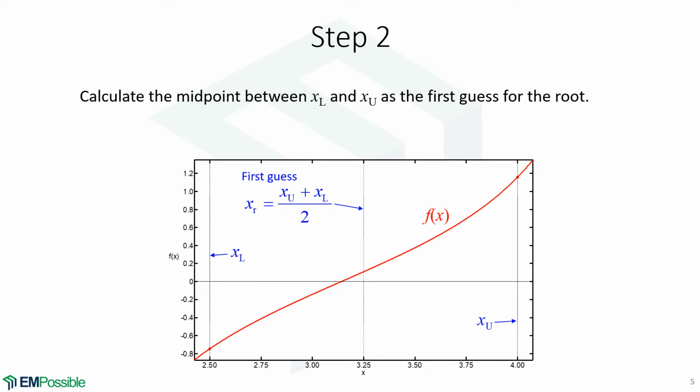Step two, and this is why it's called the bisection method, we're going to bisect the bounds, and we're going to calculate a guess at the root, and we'll guess that it is exactly midway between the two bounds. So we'll just take the x value of the upper and lower bounds, sum them, divide by 2, and that's our guess as to where the root might be. And so that lands us right here.